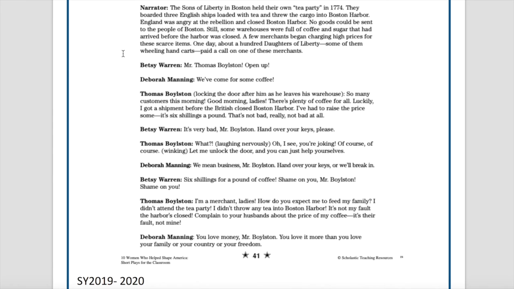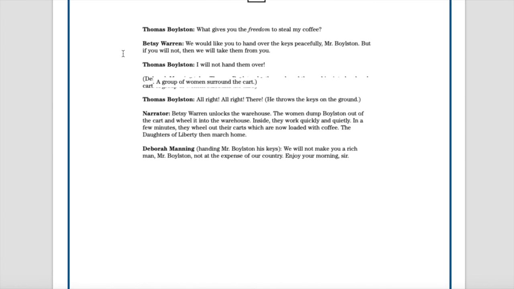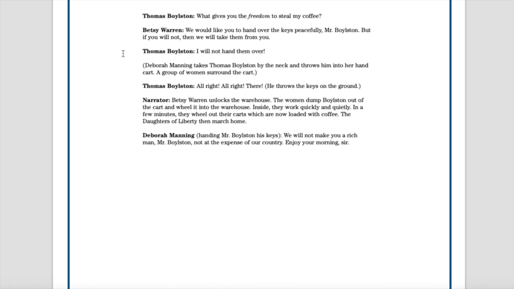Thomas Boylston. I'm a merchant, ladies. How do you expect me to feed my family? I didn't attend the tea party. I didn't throw any tea into Boston Harbor. It's not my fault the harbor is closed. Complain to your husbands about the price of my coffee. It's their fault, not mine. Deborah Manning. You love money, Mr. Boylston. You love it more than you love your family or your country or your freedom. Thomas Boylston. What gives you the freedom to steal my coffee?